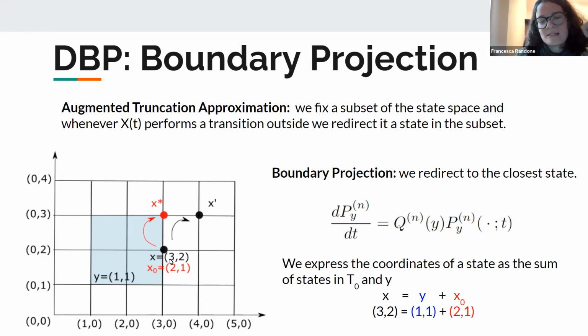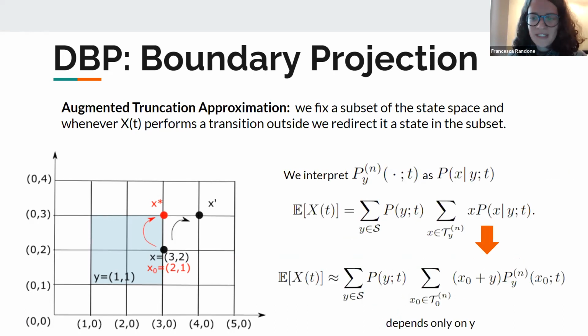And by this, I mean that my x, (3, 2), can be written as the sum of y, the truncation it is belonging to, which in this case is (1, 1), and another state x0, which in this case will be (2, 1), which is the corresponding state belonging to the truncation indexed by (0, 0). So basically all my states in the blue area can be written as y plus a state in the truncation indexed by (0, 0). And in this way, we remove the dependence on x, and our truncated master equation only depends on y. This is very suitable for our purpose because once we have our deterministic approximation of y, we can just plug it in there and we have our dynamic boundary projection.